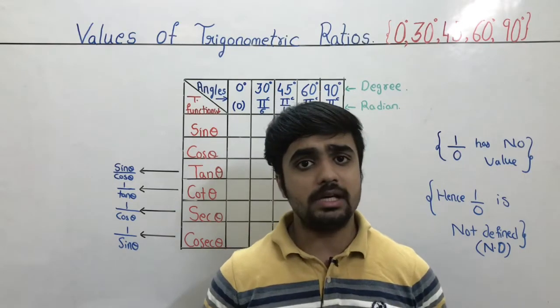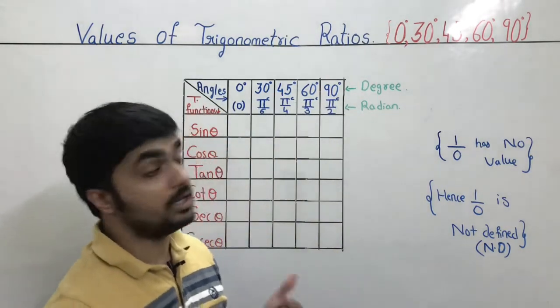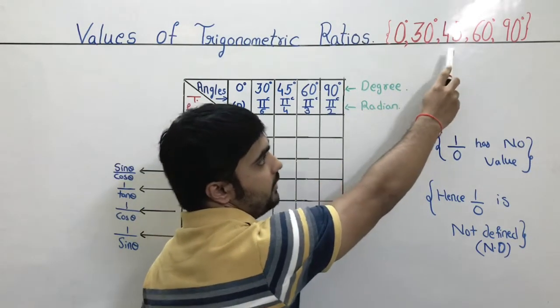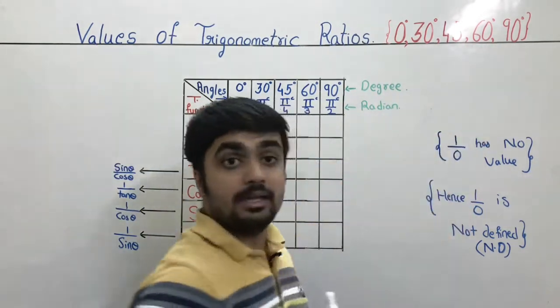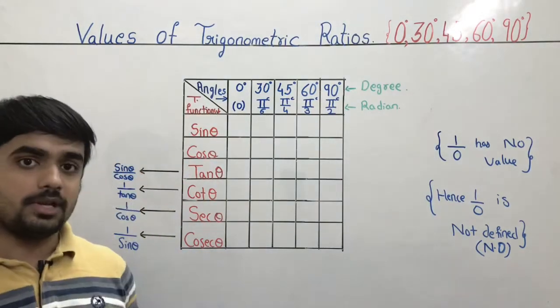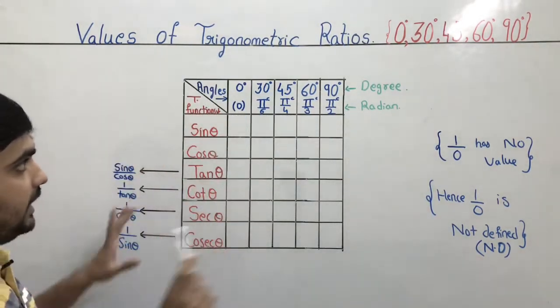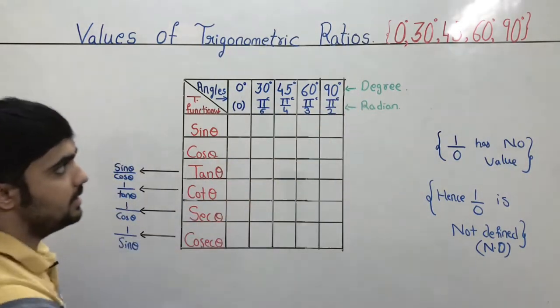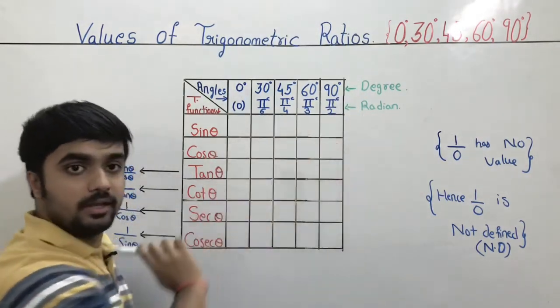Today we are going to learn about values of trigonometric ratios of angles 0 degree, 30 degree, 45 degree, 60 degree and 90 degree. Okay, so let's begin. So I have drawn one table in which we have angles. These angles are in degrees and the same angles are in radians.